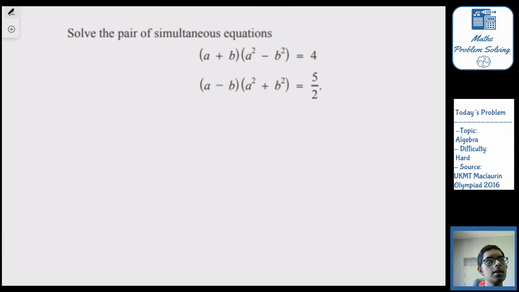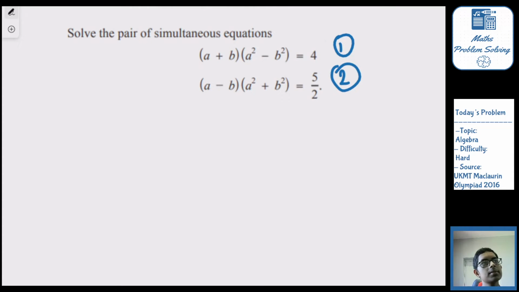Today we're going to be doing an algebra question from an Olympiad. So yeah, let's get into it. The question's asking us to solve these pairs of simultaneous equations. Let's label this equation 1 and equation 2.